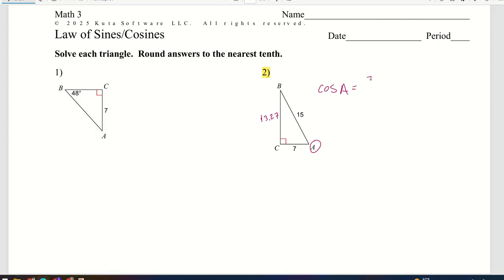So cosine of A would give me 7 over 15. If I want to get A by itself, I'll do inverse cosine of 7 over 15, and that will tell me what A is. Make sure your calculator's in the right mode, degree mode. Inverse cosine of 7 over 15, we get 62.2 degrees. Just do your 180 trick to figure out that this would be 27.8 degrees. And that's number 2. We have all 3 angles and all 3 sides.